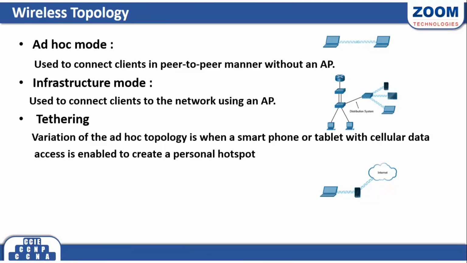Infrastructure mode means all devices are connected to an access point. So we need one access point used to connect clients to the network. A variation of ad hoc topology is when a smartphone or tablet with cellular data access enabled creates a personal hotspot. Tethering, like ad hoc mode via hotspot. So these are the different options we have to connect devices wirelessly. You can connect to a wireless access point, or directly device to device, peer to peer, or a shared network, which is a personal hotspot, like this.